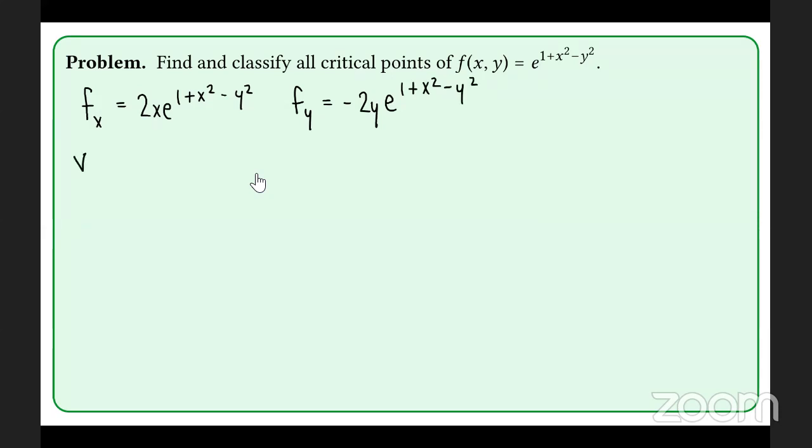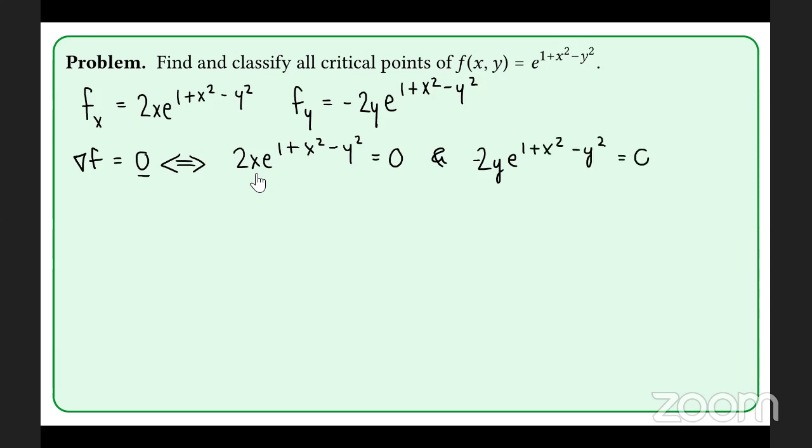So the critical points will occur when the gradient of f, which is equal to this whole thing, is equal to 0. So to have the gradient of f equal to 0, we need both of those components to be equal to 0. So if we set the gradient equal to 0, that'll happen if and only if 2x e to the 1 plus x squared minus y squared equals 0, and negative 2y e to the 1 plus x squared minus y squared is equal to 0.